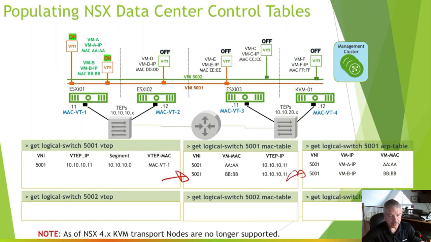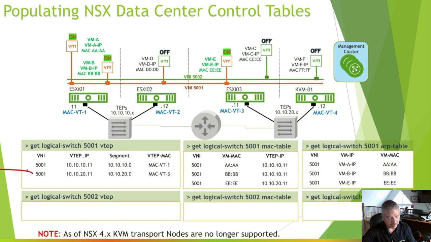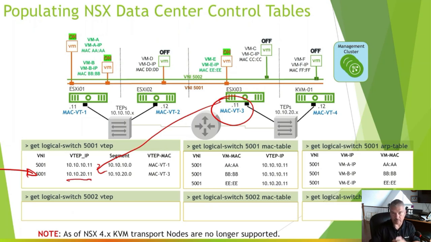Now, these two VMs are on the same transport node. Let's power on a VM somewhere else. So we power on this VM here, VM E on host 3, transport node 3. So what we'll see now is when we power it on, it's a different transport node. It's never been registered. So you'll see that, boom, there's the entry for that TEP inside our TEP table, 10.10.20.11. So this is the TEP that it's on. There's the subnet, and there's the MAC address of the TEP.